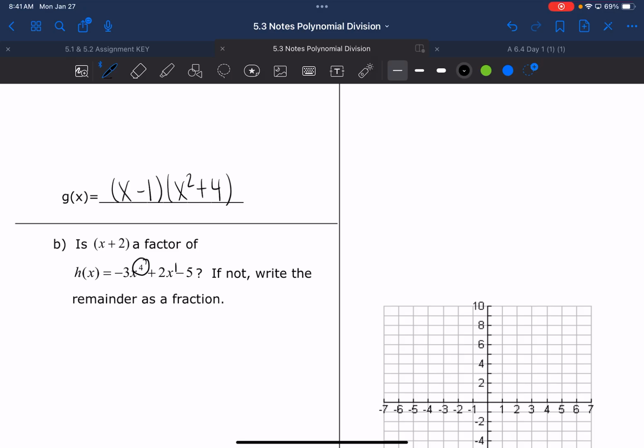Miss Rainwater, there was a way to write the remainder, was there not? Yes, you just write the remainder over your given factor.